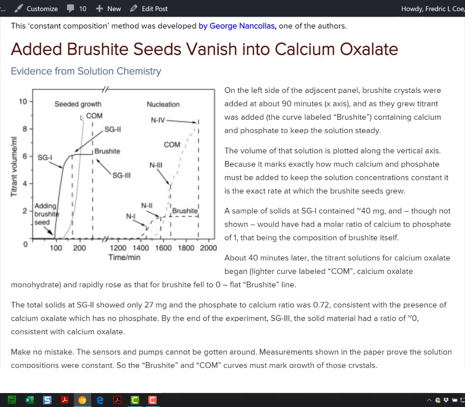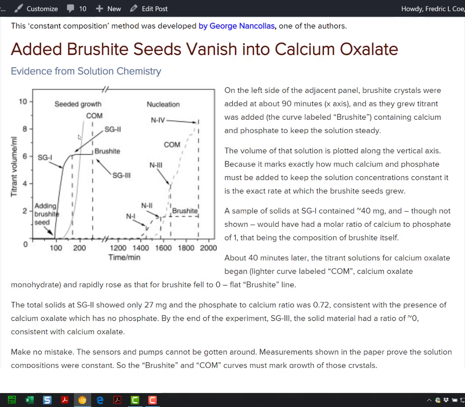Calcium oxalate crystals don't change the pH. Here, there's no more phosphate being pumped. The calcium pump for the phosphate side is shut off. And the pair of pumps for calcium oxalate are pumping and pumping and pumping, and this thing is going straight up, and they end the experiment.